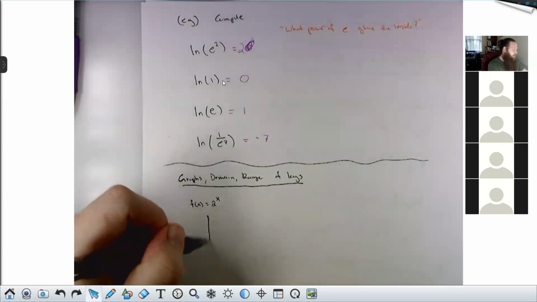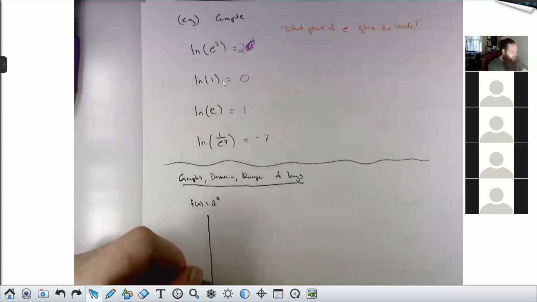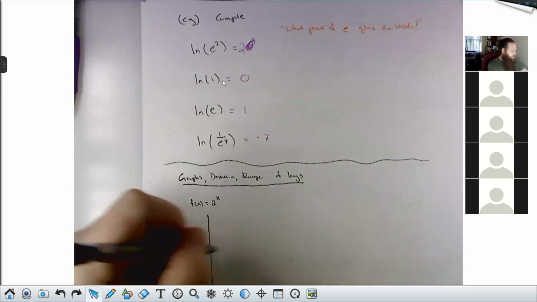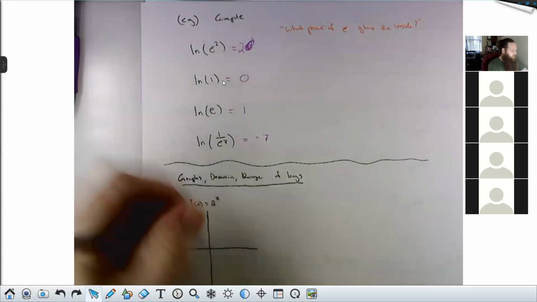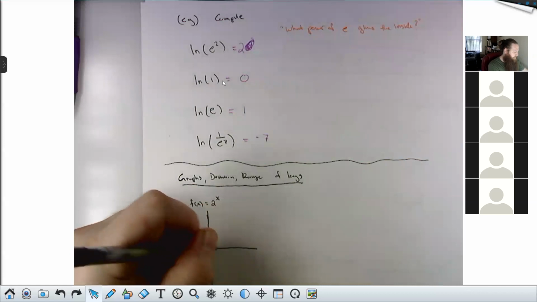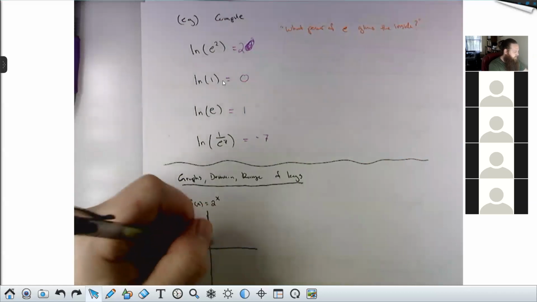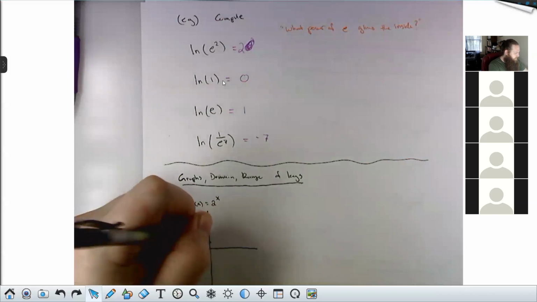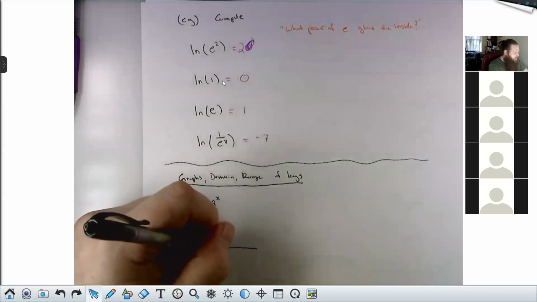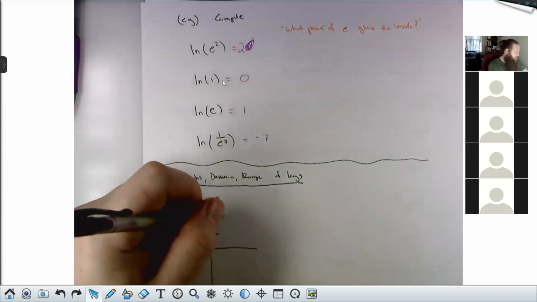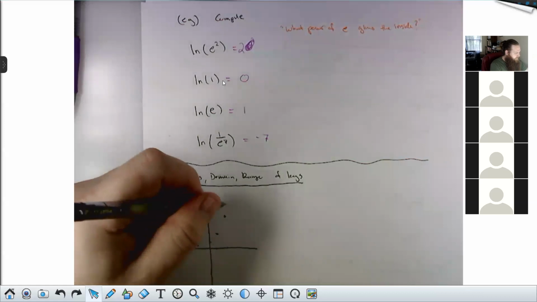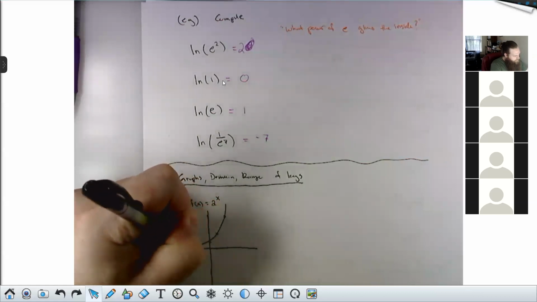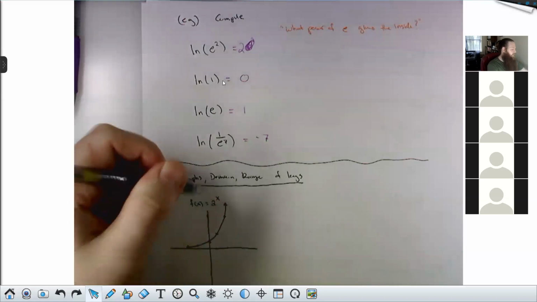Again, we know this guy well. It's going to be a little bit sketchy to make this look good, but call this 1, call this 2, and call this 4, and this one half. So here is the graph of 2 to the x.